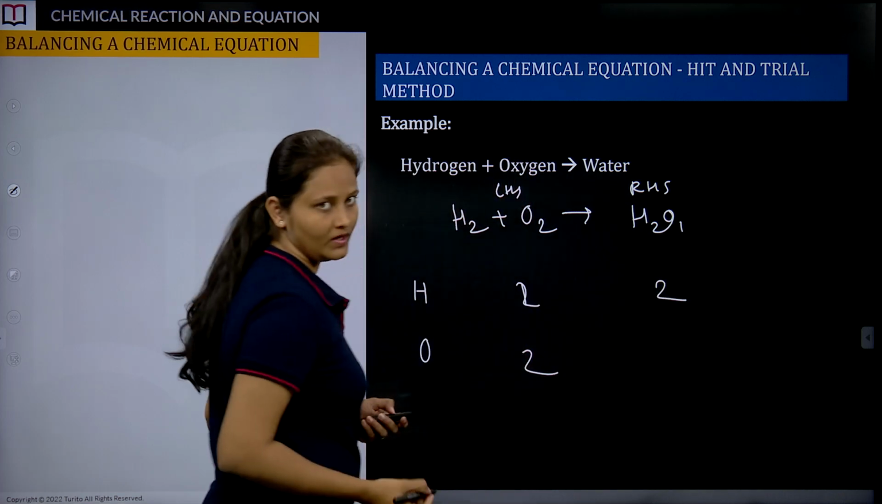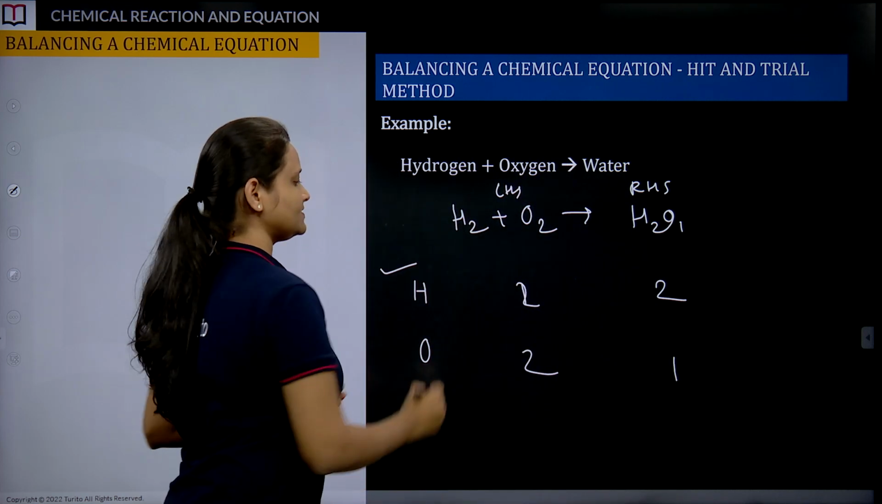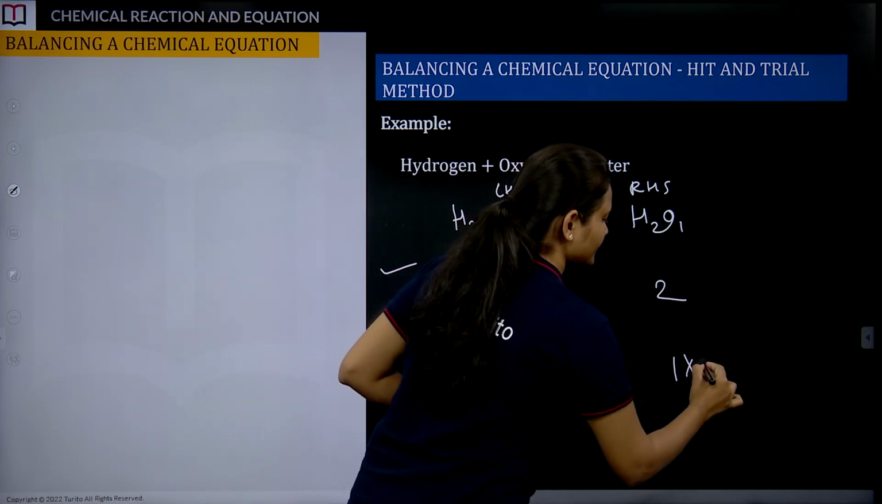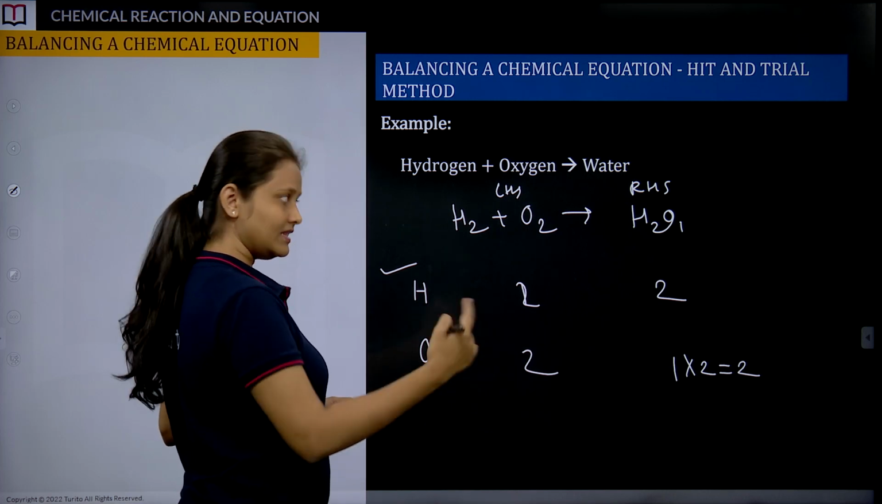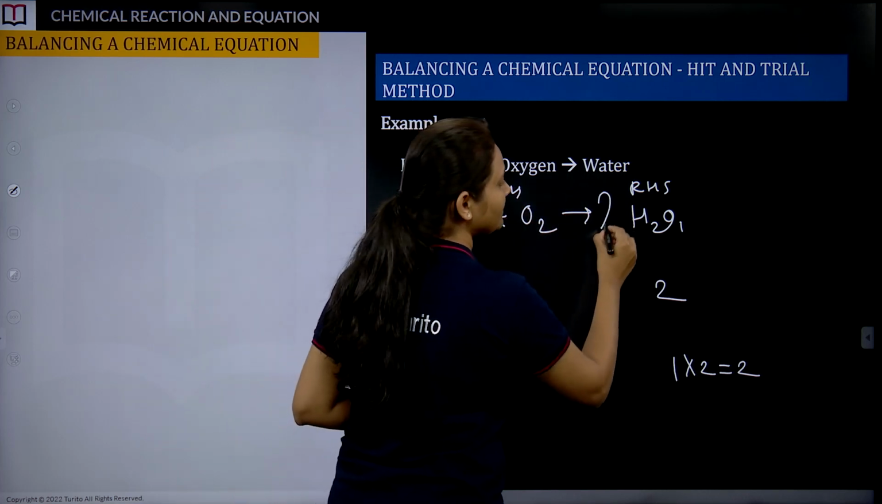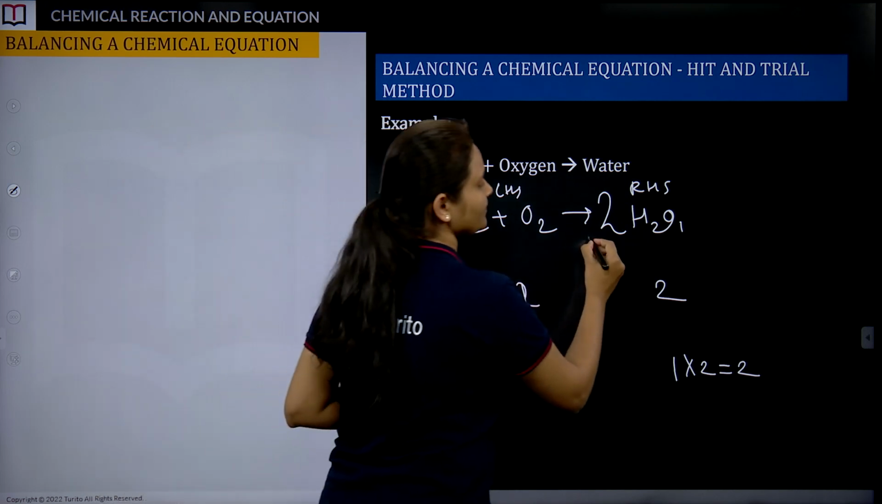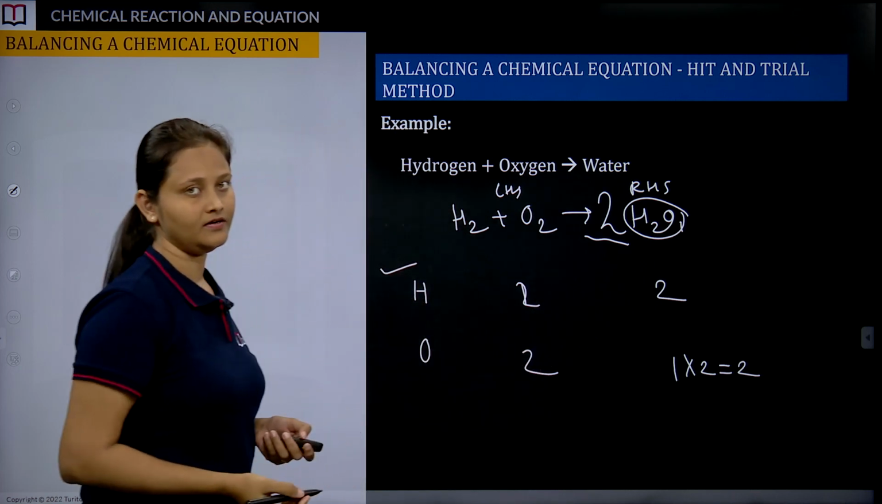So we do not write 1, that we know, right? So 1. Hydrogen is balanced, but we need to balance oxygen now. Can I do something like this? 2 into 2 is going to give me 2. That's how it can get balanced to 2. That means I need to add a stoichiometric coefficient. This is what we call a stoichiometric coefficient, in front of a compound, product or reactant.